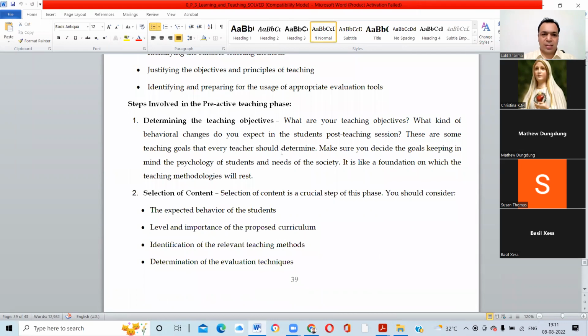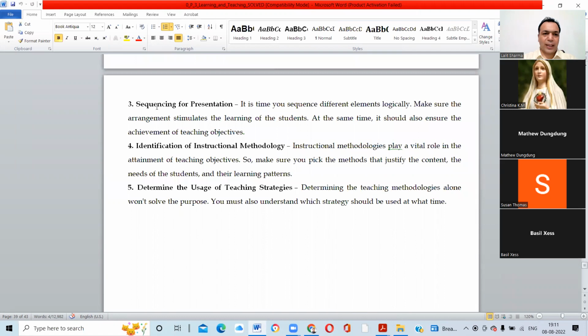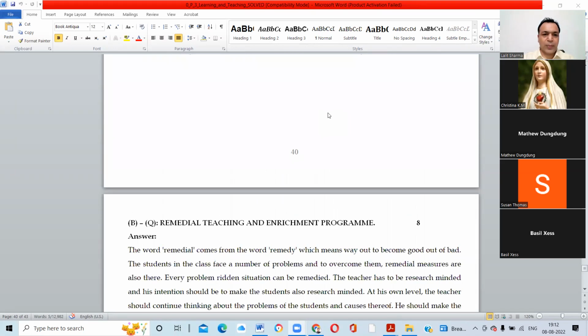Okay, and these are the steps. What are the steps: selection of content, right? Sequencing, identification, instructional methodology, and determining the usage of teaching strategies, right? So you talk about, under the preactive phase, all the planning done by the teacher before going into the class. Okay, so everything you have to define under the preactive phase, which is the planning phase of the teacher, right?